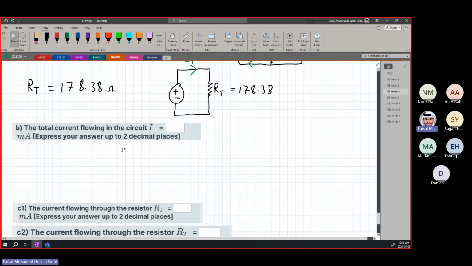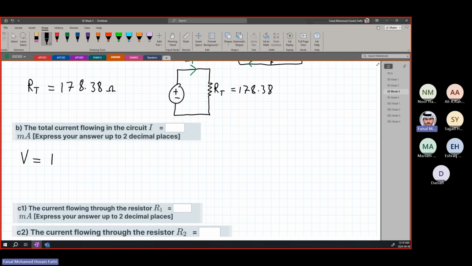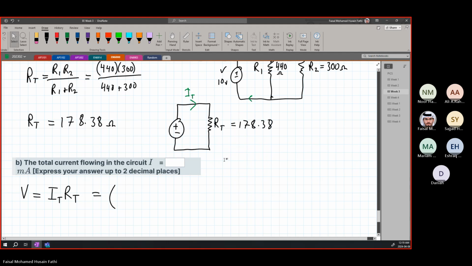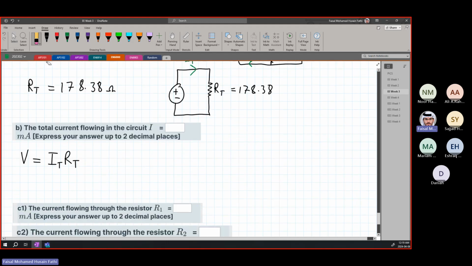Now, the question is asking to find the total current flowing. Again, we apply the rules that we know. V is equal to IR. Voltage is not changing, but current is changing, so I total, and resistance is always obviously changing, so R total. So we need to put the I total and the R total here. So this is going to be equal to, what is I total? Sorry. And we have the voltage.